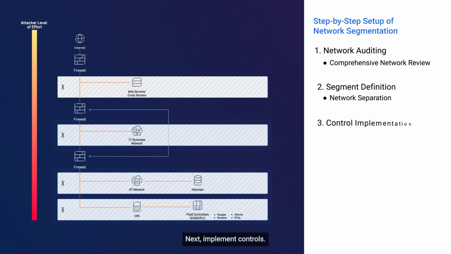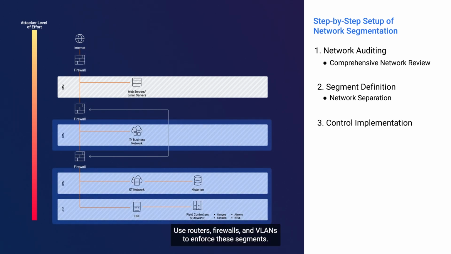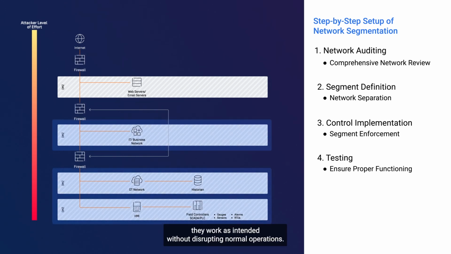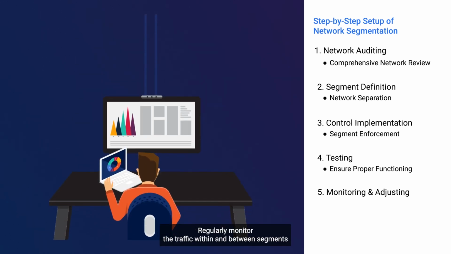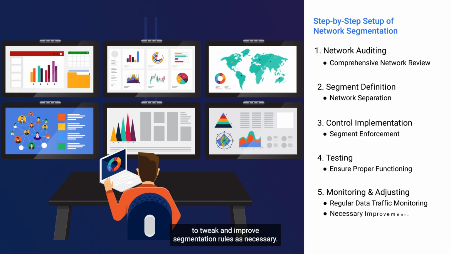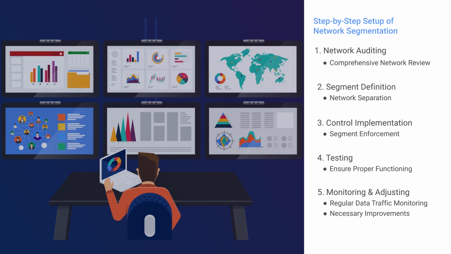Next, implement controls. Use routers, firewalls, and VLANs to enforce these segments. Configure rules that govern the traffic between these segments to ensure security policies are upheld. Once configured, test the segments to ensure they work as intended without disrupting normal operations. The last step is monitoring and adjusting. Regularly monitor the traffic within and between segments to tweak and improve segmentation rules as necessary.